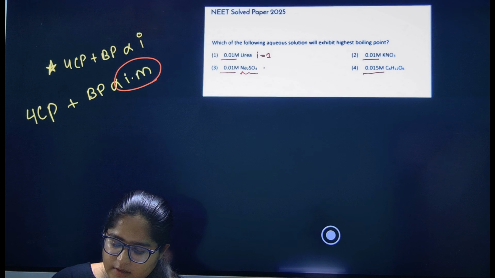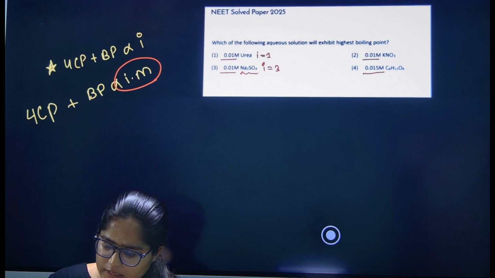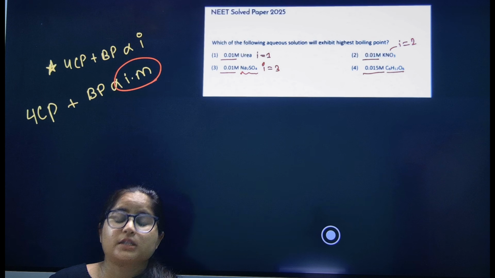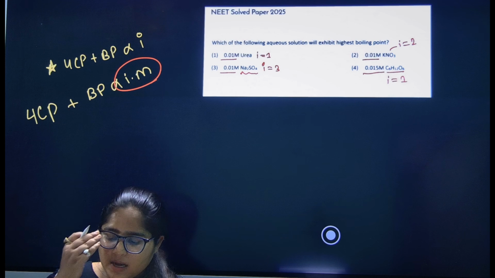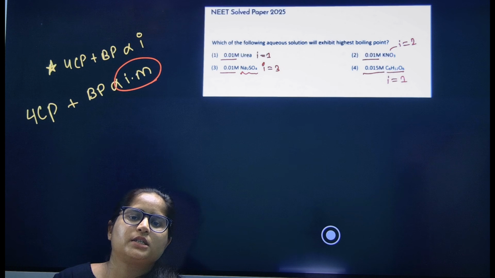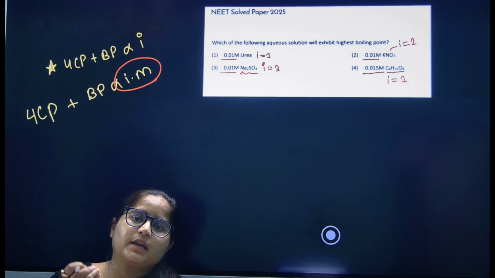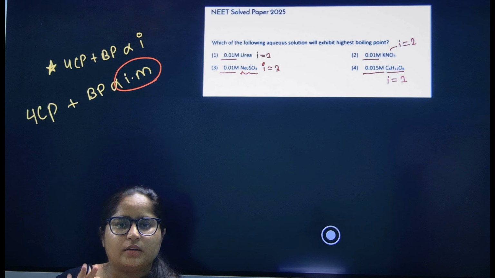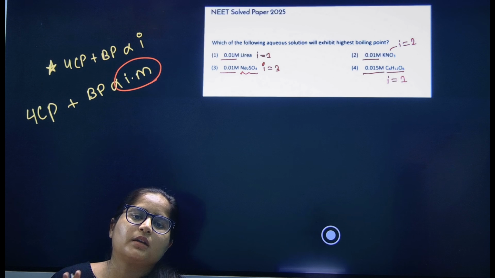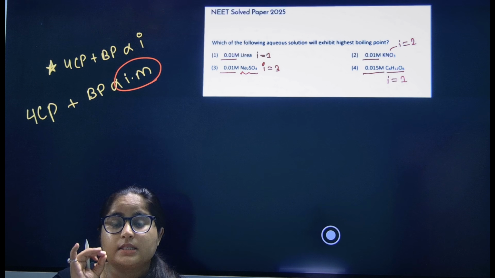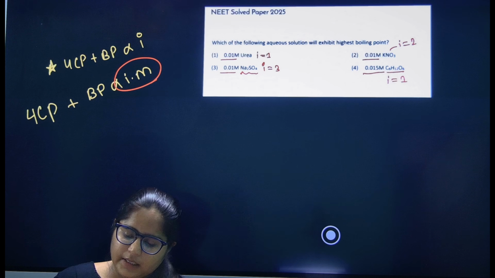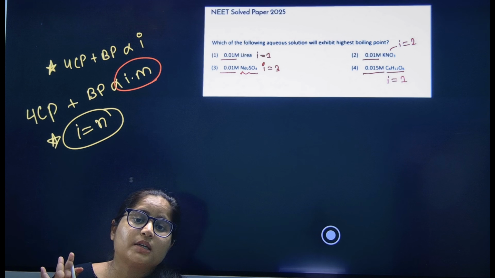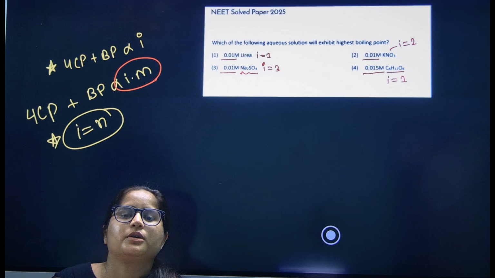Na2SO4, 2 sodium, 1 sulfate, i is equal to 3 here. KNO3, 1 potassium, 1 nitrate, i equal to 2 here. Again C6H12O6 is glucose, again i equal to 1. So if nothing is mentioned, neither association nor dissociation, then we will take i as 1. If nothing is mentioned in the question, if the alpha value is not mentioned, we will take alpha as 100%, meaning 100% dissociation. In the dissociation case, i will be equal to the number of ions. This is a small second trick you have to remember here.